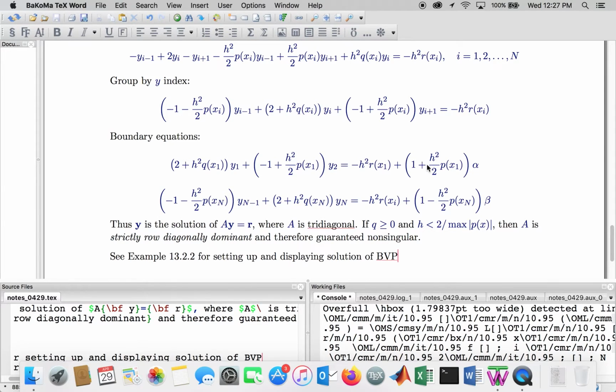The code shown in this example will show you how to set up function handles for P, Q, and R, and for example BVP, where the exact solution is known, plotting the computed solution, plotting the exact solution, so that you can compare them at least visually, and also plot the error. Okay, so that's all I have for linear boundary value problems using finite difference.